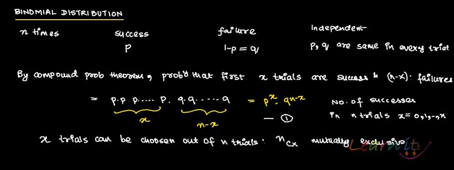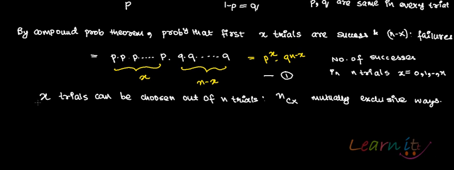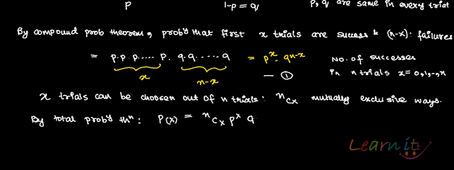Okay, it could be chosen in these mutually exclusive ways. So by the theorem of total probability, the probability of success in these n independent trials, the probability of x successes, P(x), is given by nCx, you're choosing these x trials from these n trials, into p to the power x, q to the power n minus x, where x could be 0, 1, and so on to n.